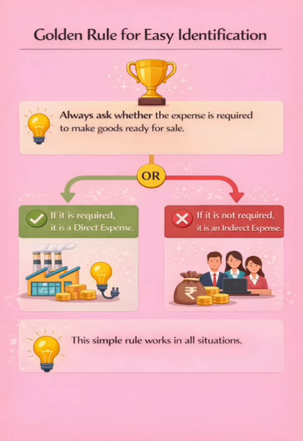Golden rule for easy identification. Always ask whether the expense is required to make goods ready for sale. If it is required, it is a direct expense. If it is not required, it is an indirect expense. This simple rule works in all situations.